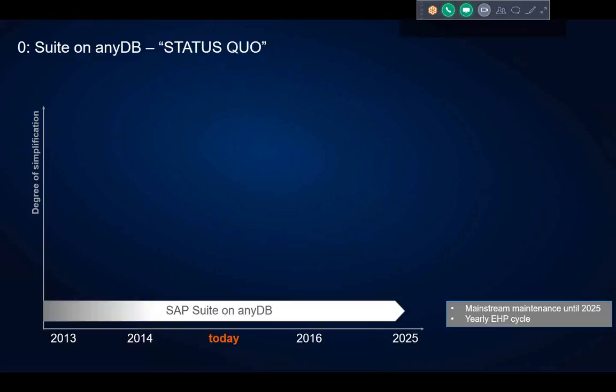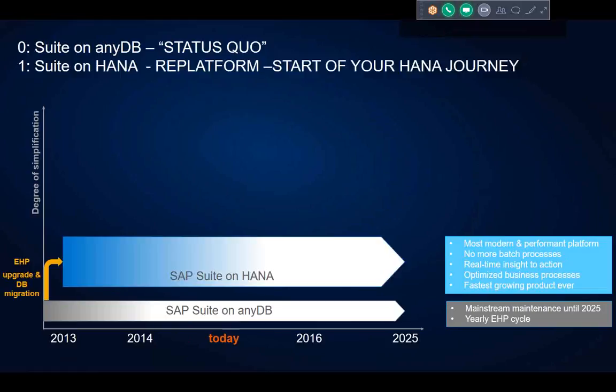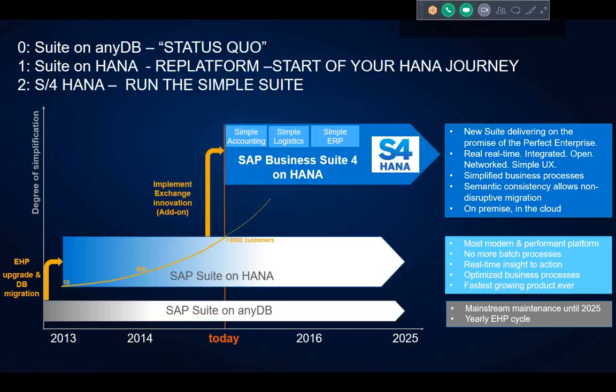Talking about innovation, as we all know, we had SAP on any database. Then SAP Business Suite on HANA, which came a few years back. And then SAP came with SAP S/4HANA, which is a completely new business application that came last year.